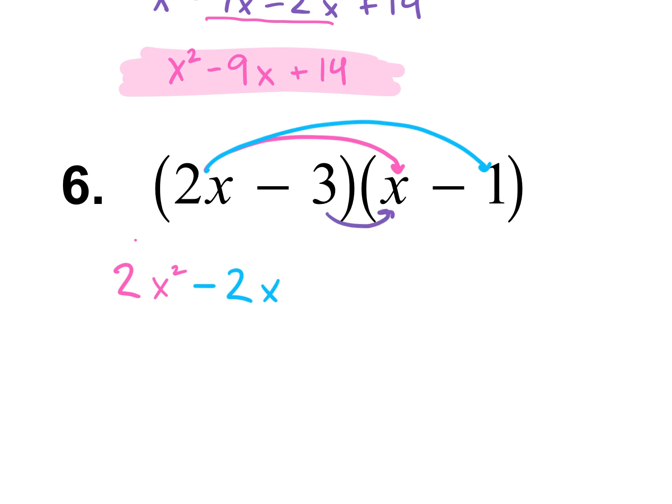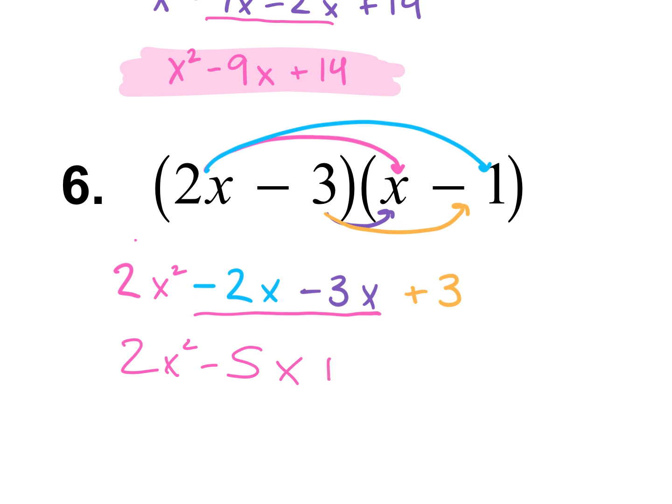What's negative 3 times x? Negative 3x. And then what's last? Negative 3 times negative 1, which would be positive 3. Last step, we combine our like terms. So 2x squared. What is negative 2x minus 3x? Negative 5x, and then plus 3.